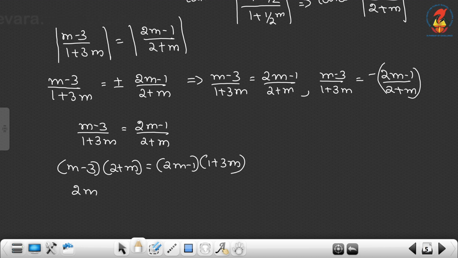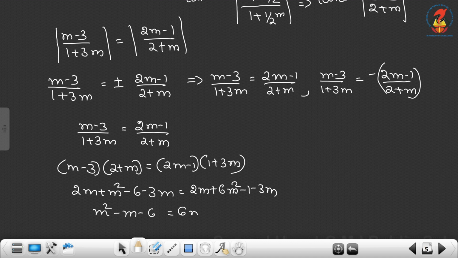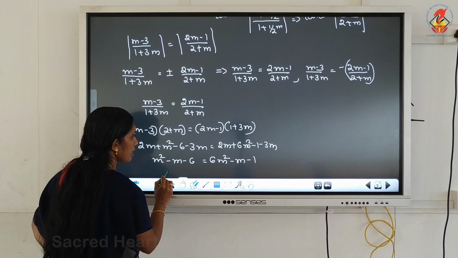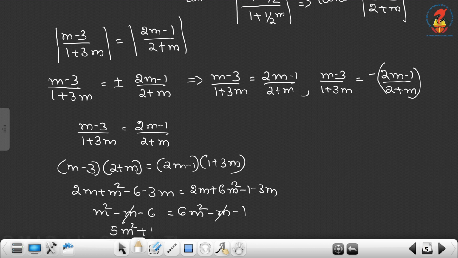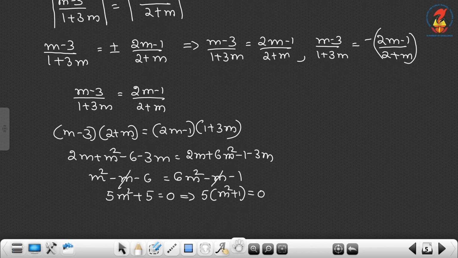M into 2 is 2m plus m square minus 6 minus 3m is equal to 2m plus 6m square minus 1 minus 3m. So, m square minus m minus 6 is equal to 6m square minus m minus 1. When we take it to the right side, this cancels. So, 5m square plus 5 is equal to 0, which implies 5 into m square plus 1 is 0. 5 cannot be 0, so m square is equal to minus 1.